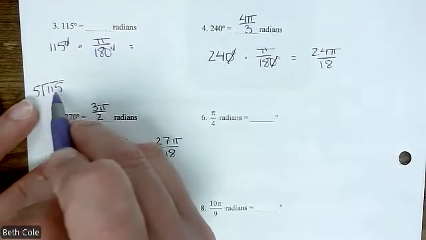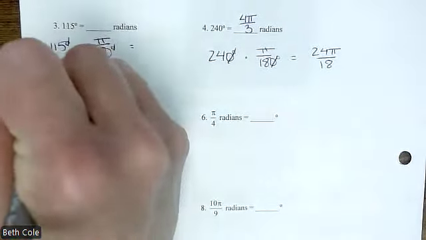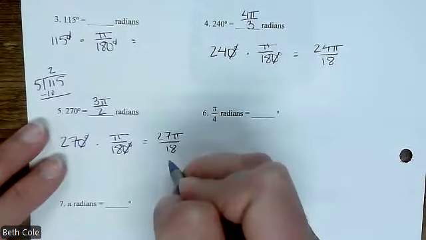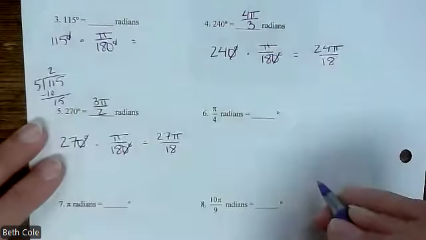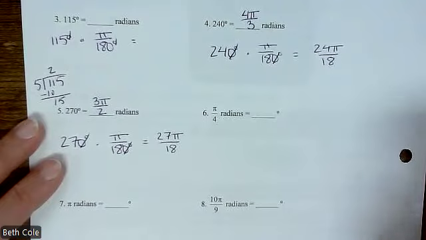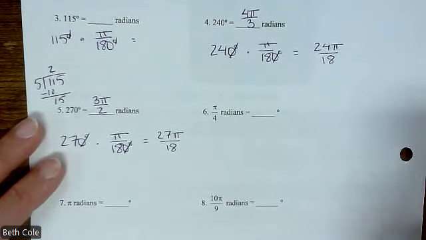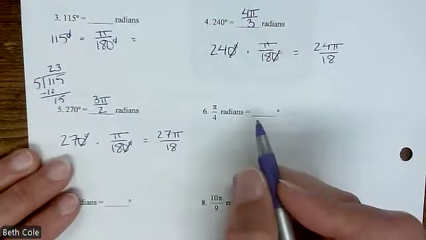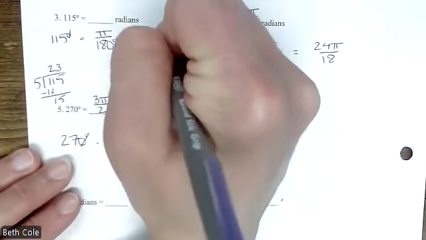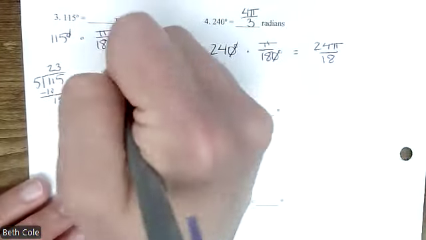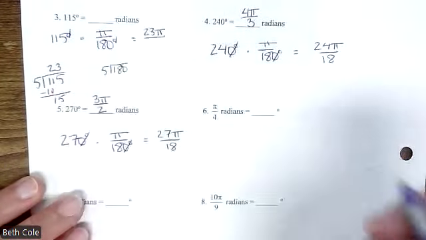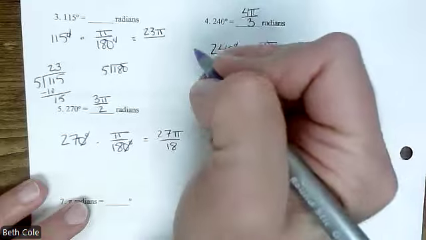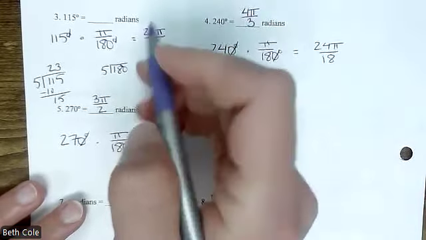5 will go into 11 how many times? 2. 5 times 2 is 10, then you subtract. Bring down the 5. We did long division with polynomials. Remember that? It was super fun, right? And then 5 goes into 15 3 times. So that's going to be 23 pi in the numerator. And then we're going to have to do 180 divided by 5. That one's going to not be quite as hard because there's a 0 at the end. 5 will go into 18 3 times.